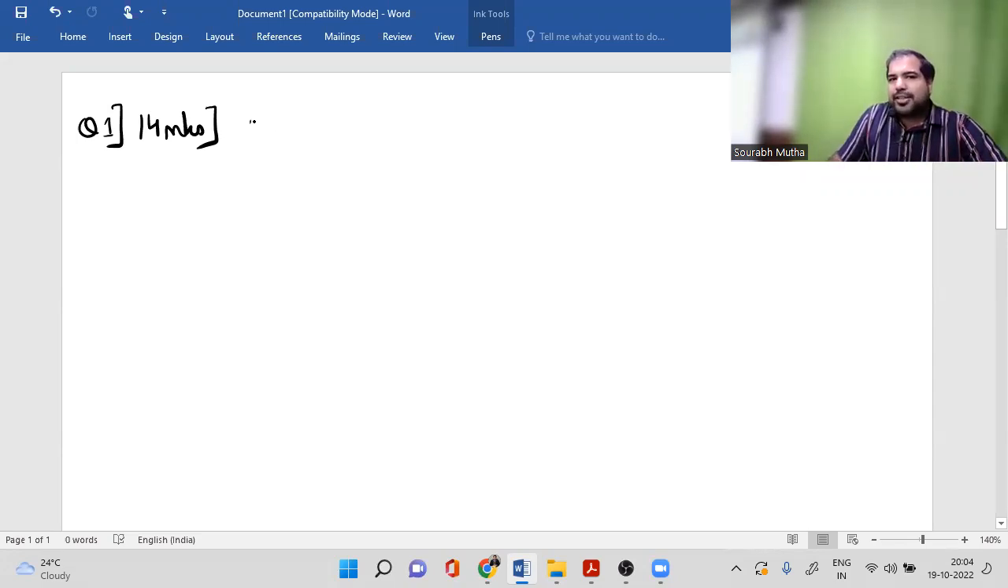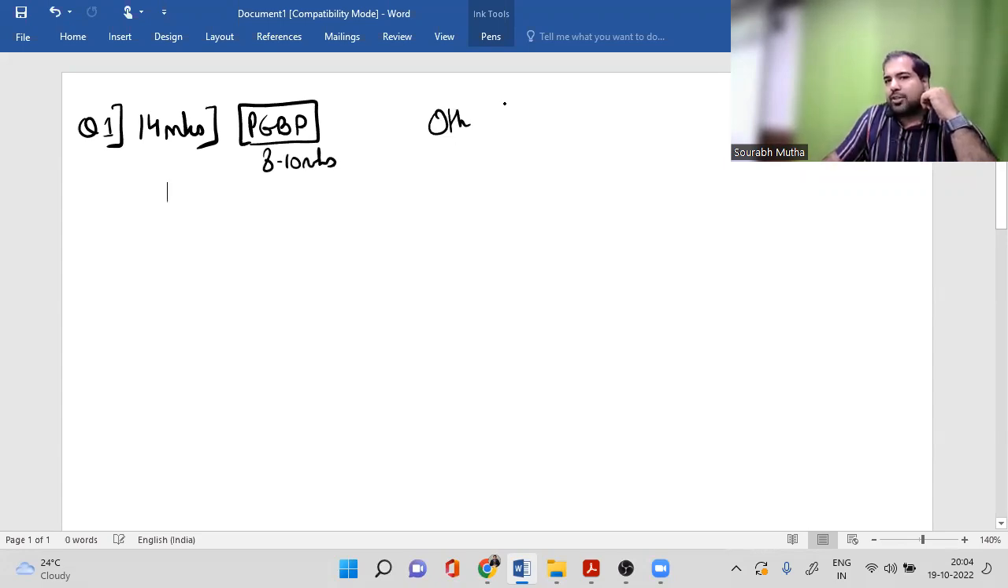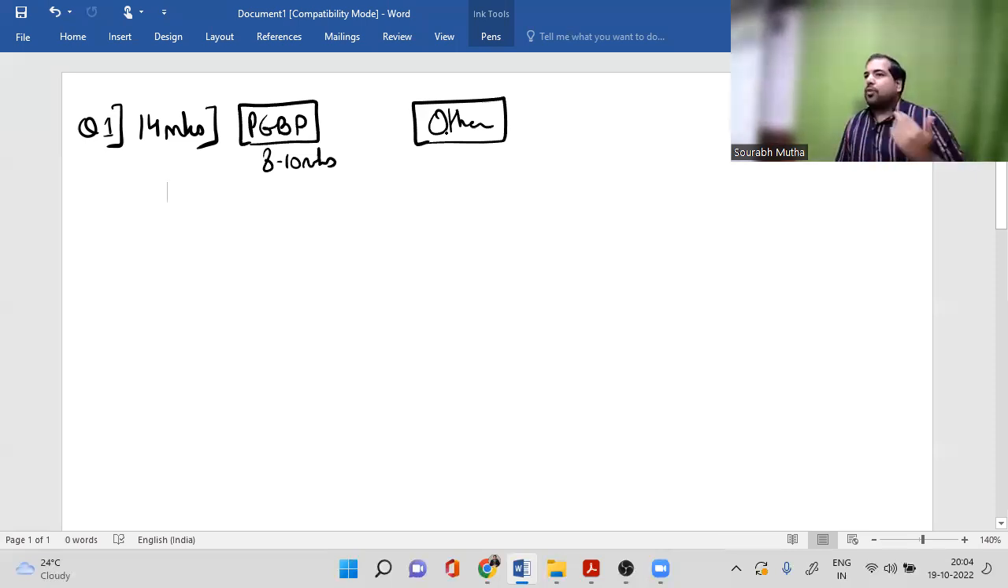Guys, majorly this has PGBP, but it will also have some other chapters. Majorly about 8 to 10 marks will be PGBP, and others will be about 6 to 4 marks. So it's a mix of PGBP and other chapters. Mainly, guys, they will not tell you to start from scratch. They will already give you a question and they'll tell you that, listen, we already computed the income and you need to correct it. Yes, so I'll show you guys a practical question on how it's done.